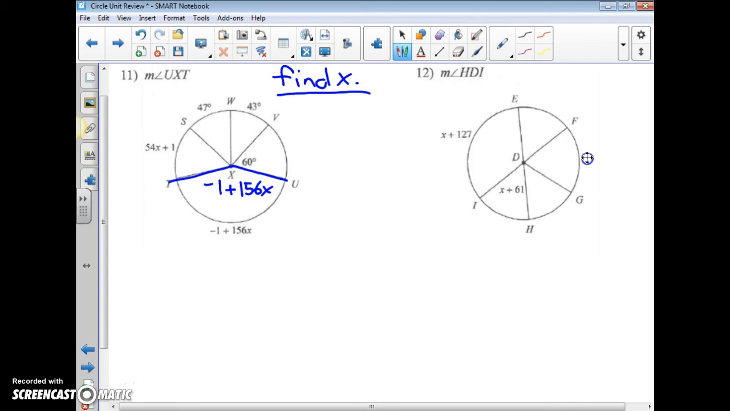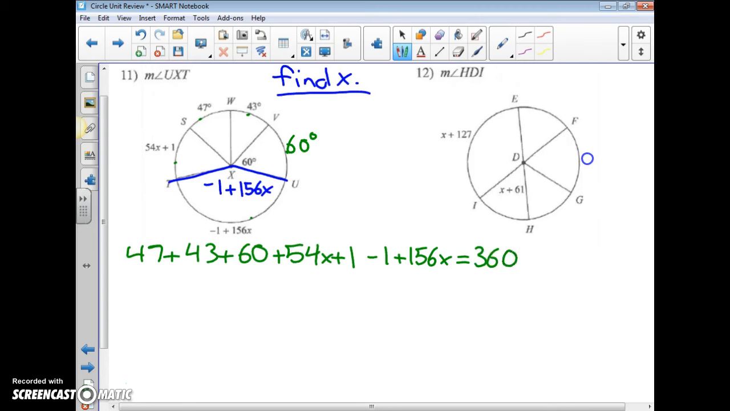Well, this is something I noticed right off pretty quickly. That's also 60 degrees. If I were to add all these arcs up, I could set them equal to 360. And I think that's going to let me find x. So I'm going to do that. 47 plus 43 plus 60 plus 54x plus 1 minus 1 plus 156x equals 306.